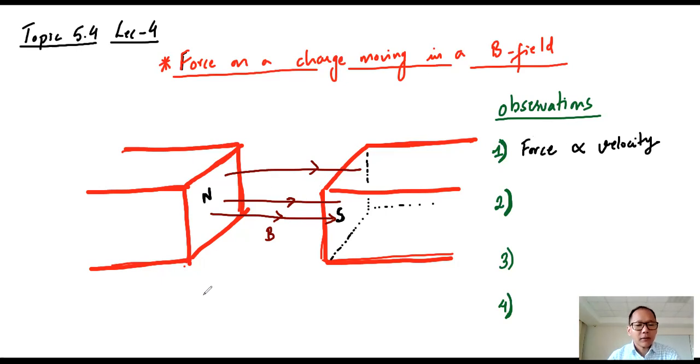So for example, if you have a charge moving at 20 meters per second and the same charge, identical conditions, moving at maybe 30 meters per second, then you will observe that the charge moving with 30 meters per second experiences more force than the charge moving with 20 meters per second. Okay, so that's the first observation that we can make when we let the charged particle go through the magnetic field.